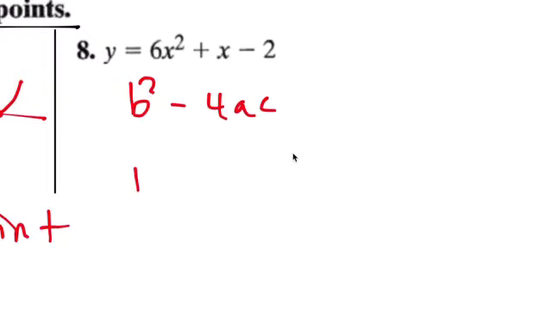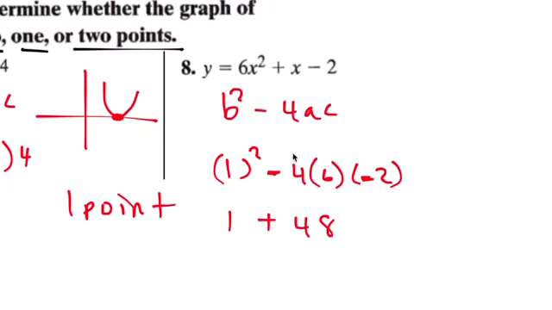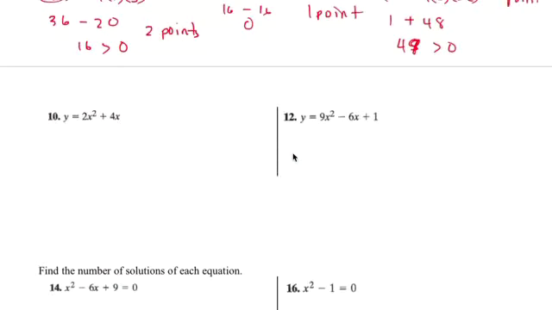b is 1 squared minus 4 times a, 6, times negative 2. That's 1. 2 negatives is going to be a plus. So 48, right? So 49 is greater than 0. So 2 points. It's going to intersect in 2 points, or 2 solutions, what I call it.